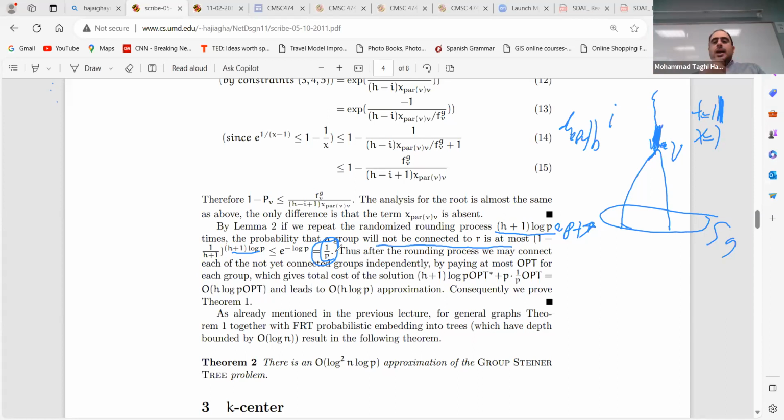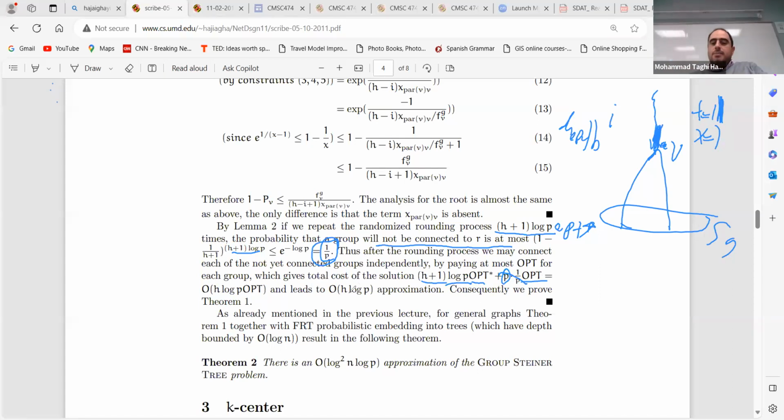Good. Now, for those that are not connected, I will buy the shortest path from the root to that vertex. It is at most opt star. The shortest path from the root to this vertex that is not connected would be at most opt star. I will add that. But then how much do I pay? I will pay (H plus 1) times log P times opt star, plus, for P vertices, each of them with probability 1 over P not being connected, I need to pay opt star. But this was essentially another opt. So the whole thing would be H log P times opt.